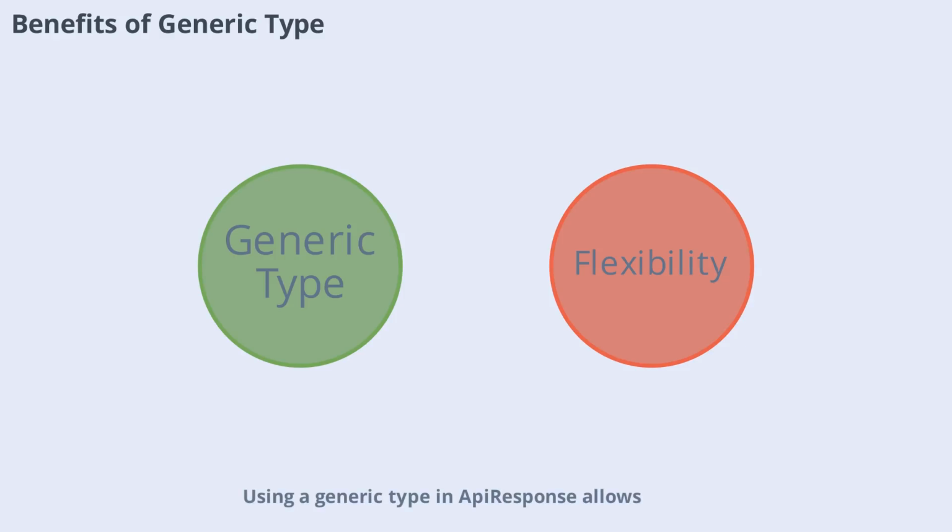Using a generic type in ApiResponse allows your API to handle various data types seamlessly. Whether you need to return a single entity, a list, or any other object, the generic type T adapts to your needs. This flexibility reduces code duplication and simplifies controller logic, making your API more maintainable and scalable. It's a best practice for modern RESTful services.